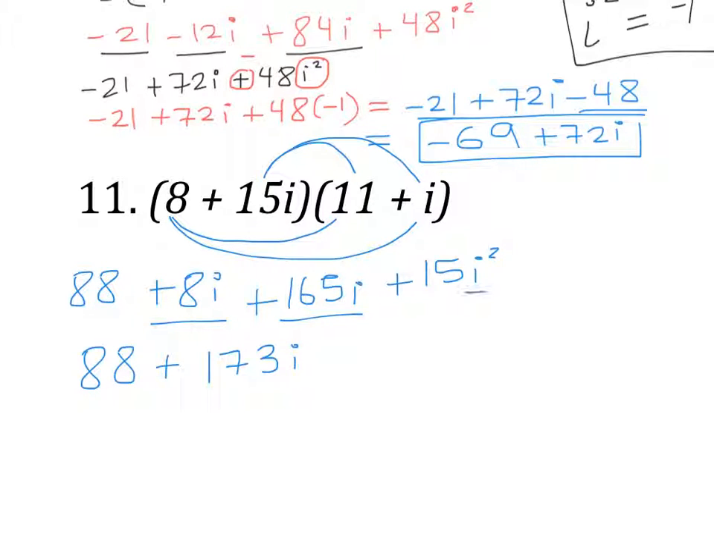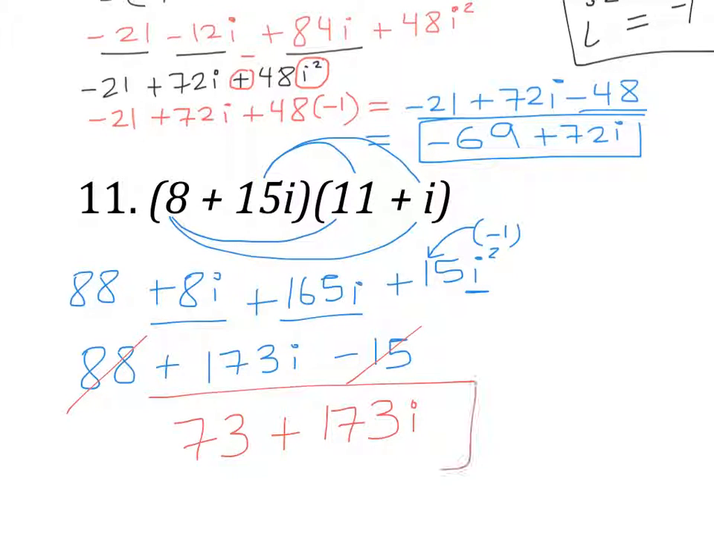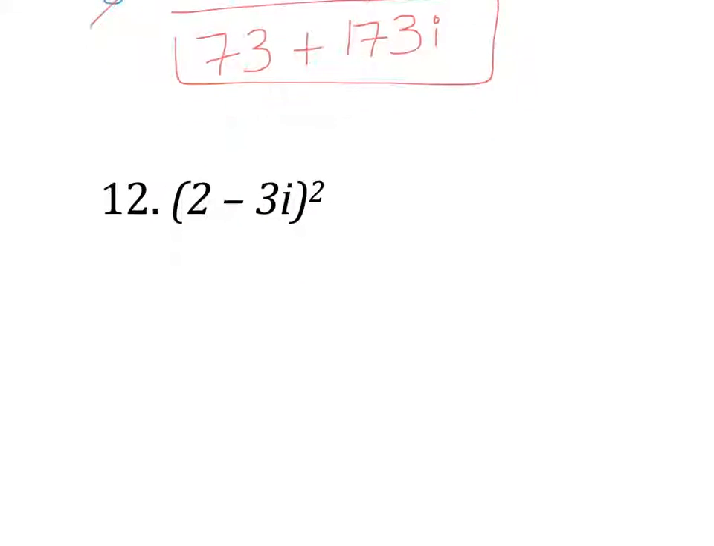Now remember, the i squared is basically a -1, so it will change the sign of 15. It's plus 15, so it becomes a -15. Now let's combine the real numbers, 88 and -15. So 88 minus 15 is a 73, and you copy down the imaginary part, which is 173i. That's it. Now let's move on to number 12.